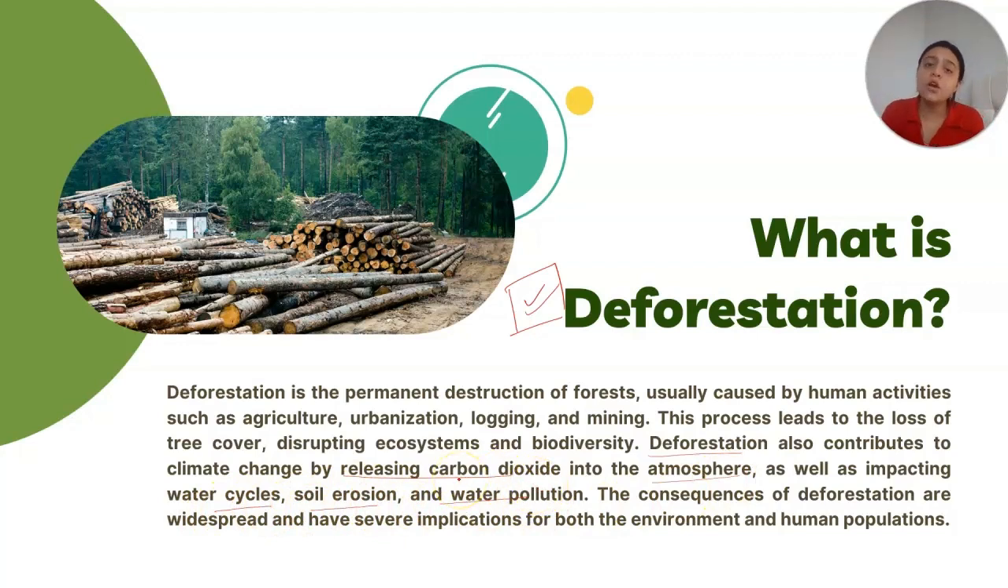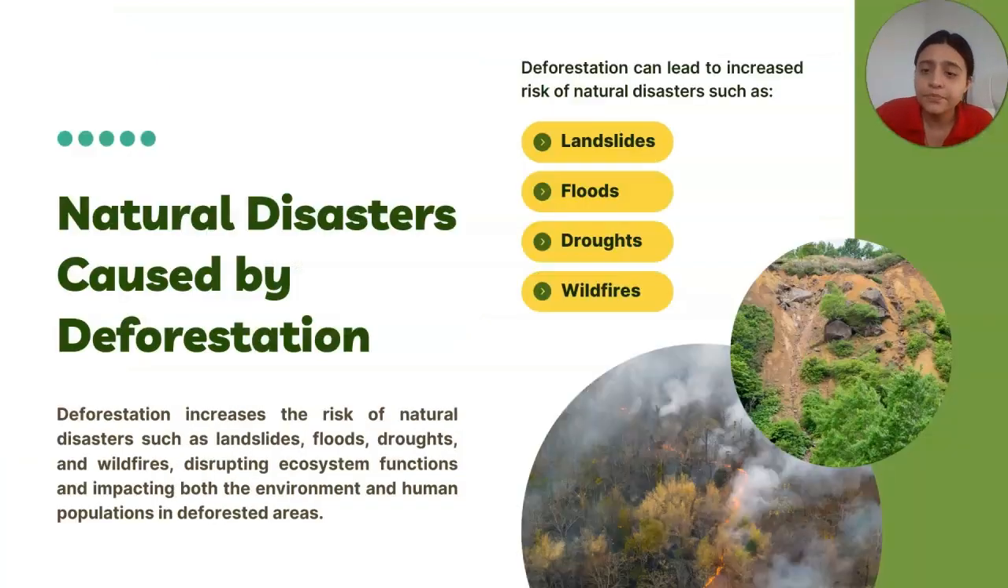Obviously, if the trees are not there, they cannot help or support the soil, which leads to soil erosion as well. So all this leads to, or implications happen to the earth, are faced by the earth when we cut down more and more trees. Now, natural disasters caused by deforestation such as landslide, floods, droughts, wildfires.